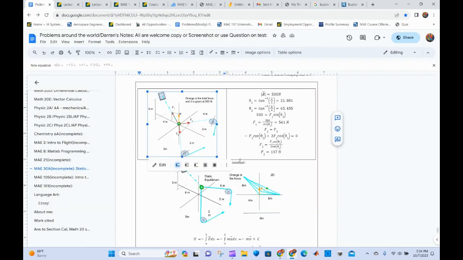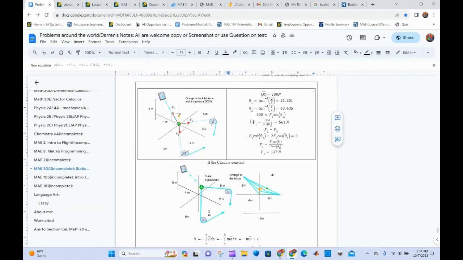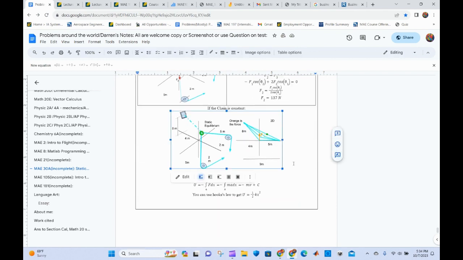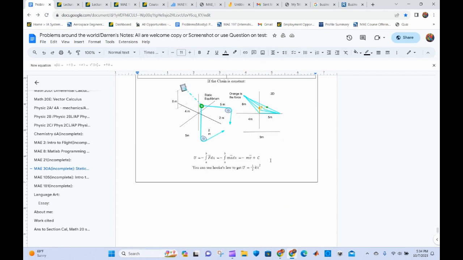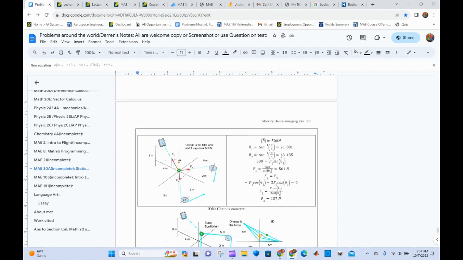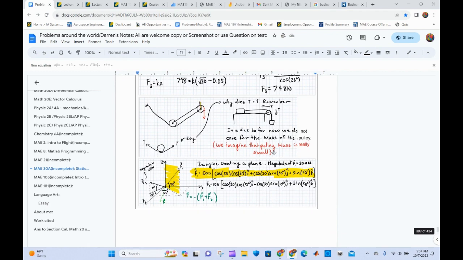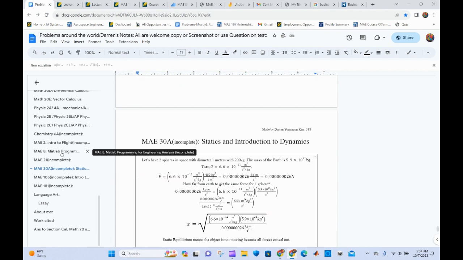I'm gonna ask a professor on this one. I feel like I did something wrong here. This part is definitely correct because I said R was the orange, the total force, so this part is correct. But this second part is a little bit off in my opinion. I'm gonna have to actually figure that out if I ever get to it.